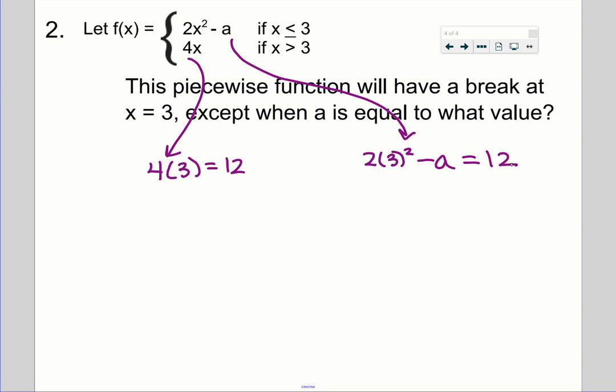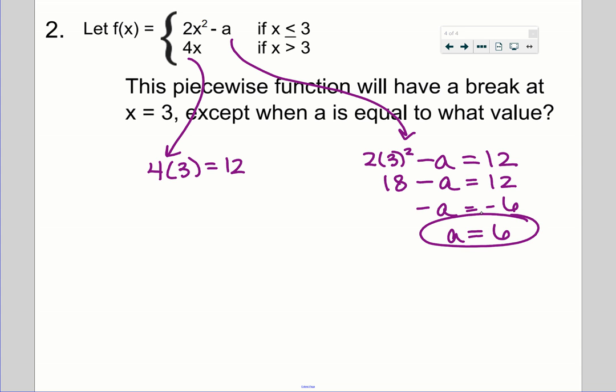3 squared, make sure you square before you multiply, so it's going to be 9 times 2 gives me 18 minus A. Subtract 18, negative A equals negative 6. A is 6. Final answer. If A is 6 and you plug in 3, you get the same answer for both pieces. So that makes it continuous. There's no break.